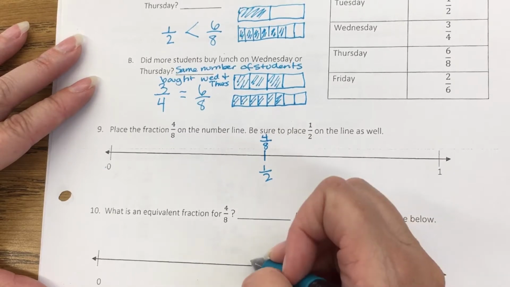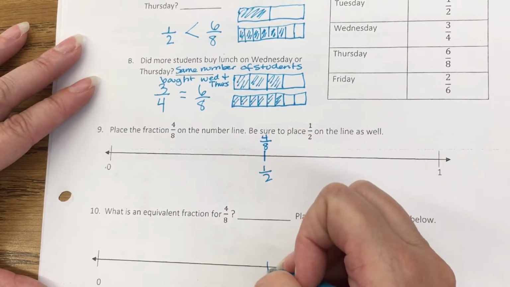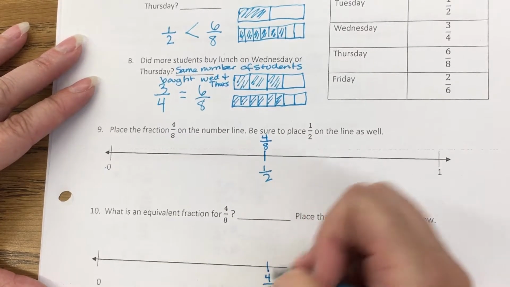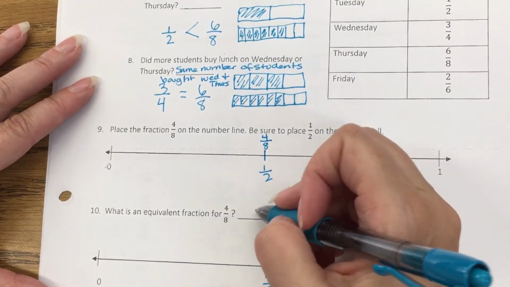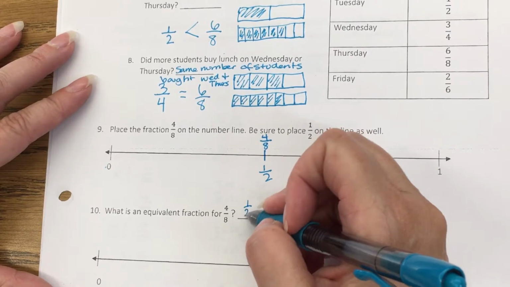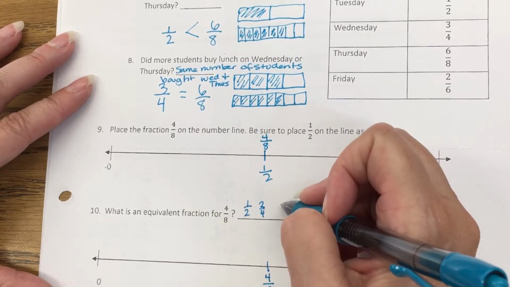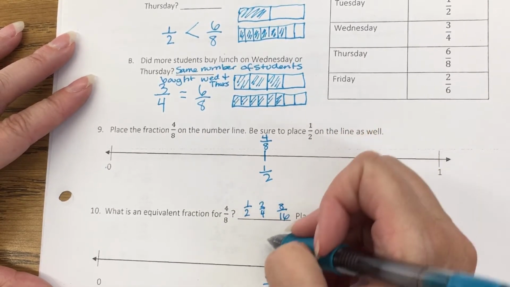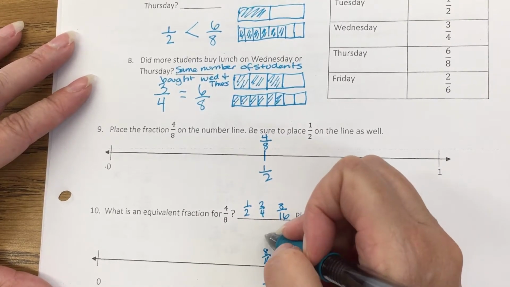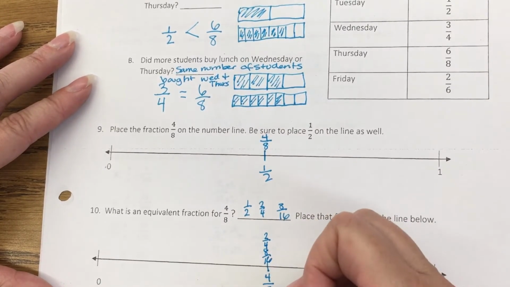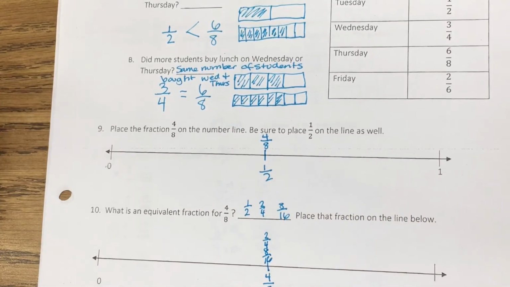And here on this one, we're going to do the same thing. We have our 4/8, and then we're going to find an equivalent fraction. And we had anything from 1/2 to 2/4 to 8/16, and all of them would go right here in the same place because they're all equivalent.